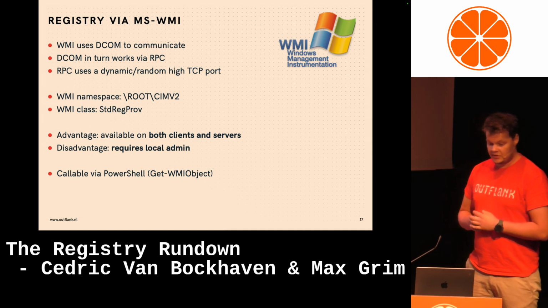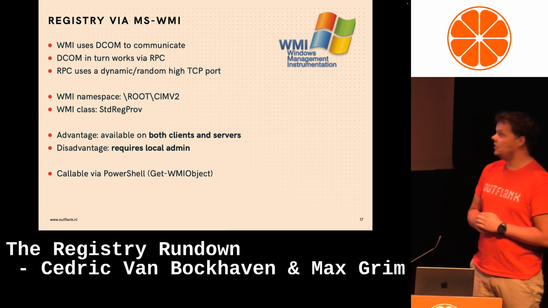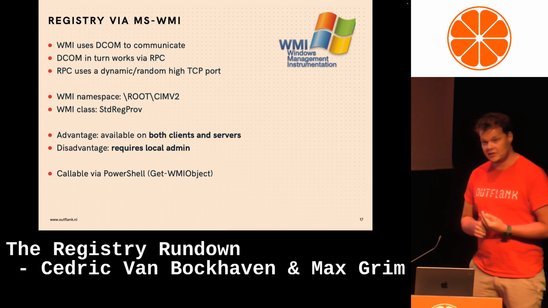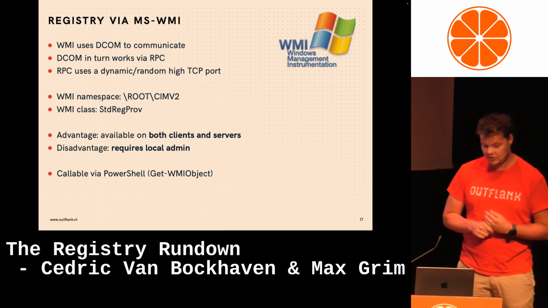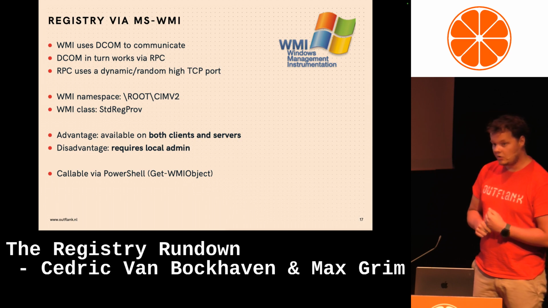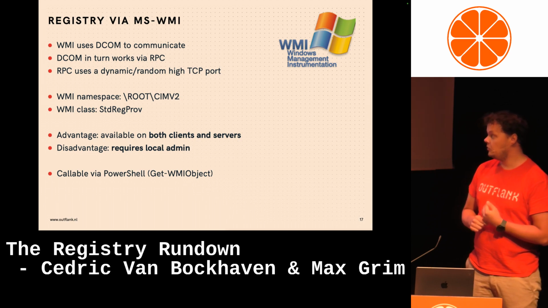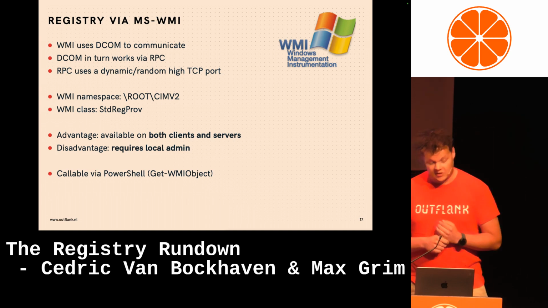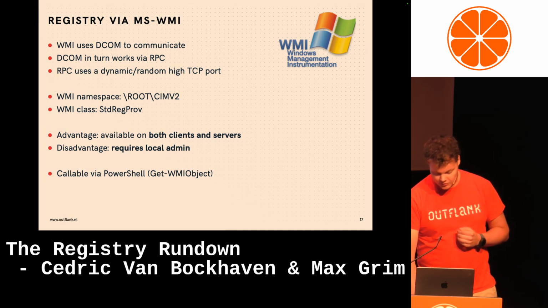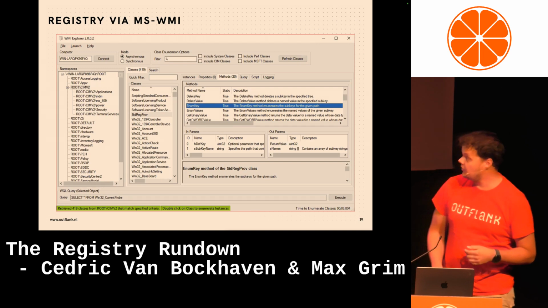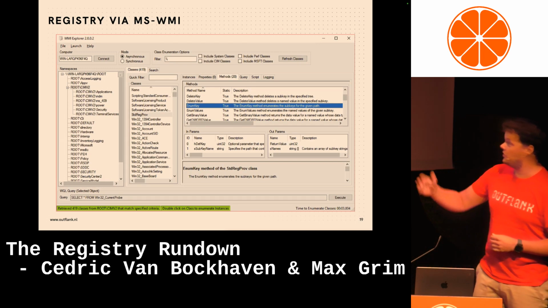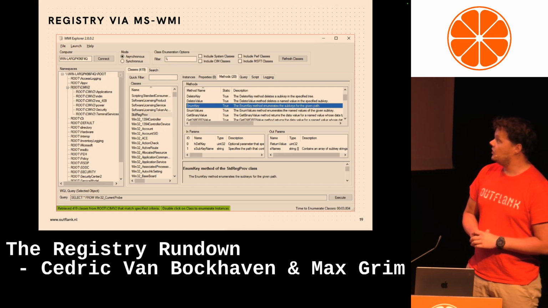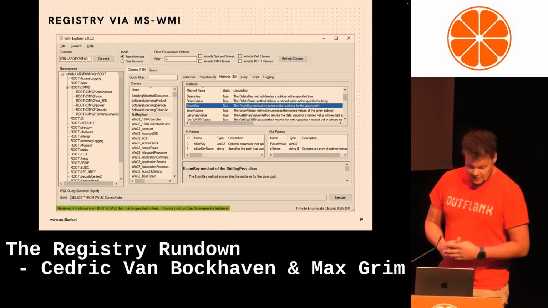And there's advantages and disadvantages to this way of communicating. The advantage is that it's enabled on both clients and servers by default. But you need to be a local admin on the remote machine to be able to talk to it. And you can use PowerShell with Get-WmiObject to talk to it. You can also use WMI Explorer, which is a nice toolkit where you can see all the namespaces, select the right class, and then it shows you all the parameters that you need.